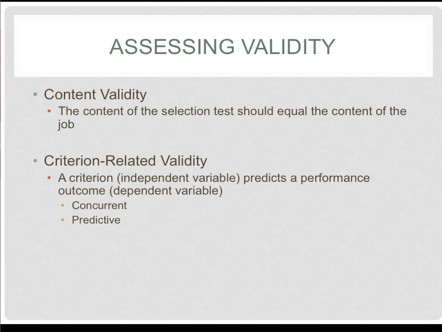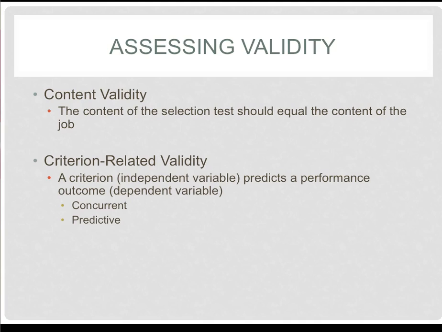Once we've determined that something is reliable, that it gives consistent results, then I need to work on how to get it to be accurate. There's a multitude of ways to do this, but the two most important, and also required by law, are content validity and criterion-related validity. There's a third category which we won't get into, but these two are important in the context of what we do every day in HR.